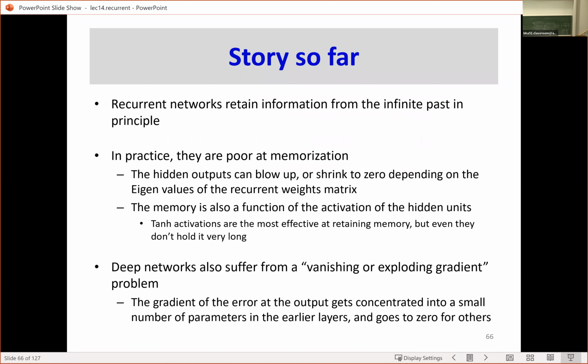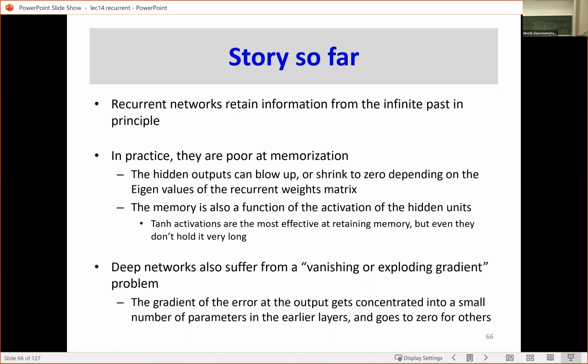So what we find is that recurrent networks are poor at memorization. The hidden outputs can blow up or shrink to zero depending on the eigenvalues of the recurrent weight matrix. This is when going forward. Also, going backwards, deep networks suffer from vanishing or exploding gradient problem. The gradient of the error at the output gets concentrated into a small number of parameters at the input.